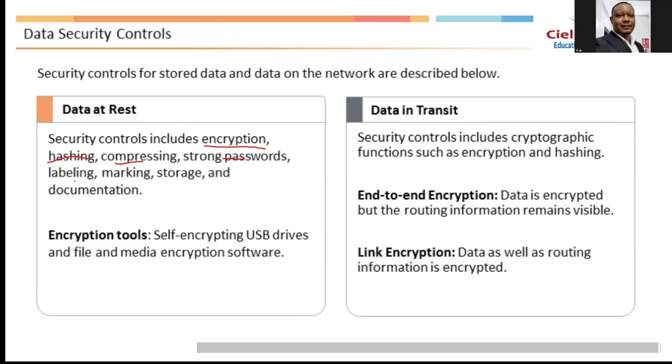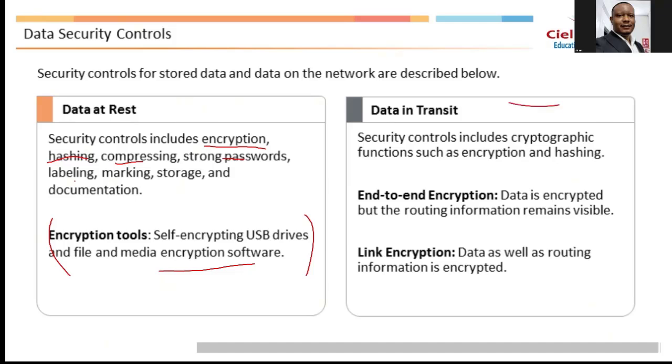Then also storage and documentation. You need to ensure that the physical or cloud storage location that you're using is secure and safe, and then also maintain clear documentation of data handling. You can use encryption tools for the purpose of encryption, like self-encrypting USB drives. These devices automatically encrypt data that is stored on them, making sure that the contents are secure. There are also file as well as media encryption software that you may consider. They are tools that ensure that files and media are stored in an encrypted manner.